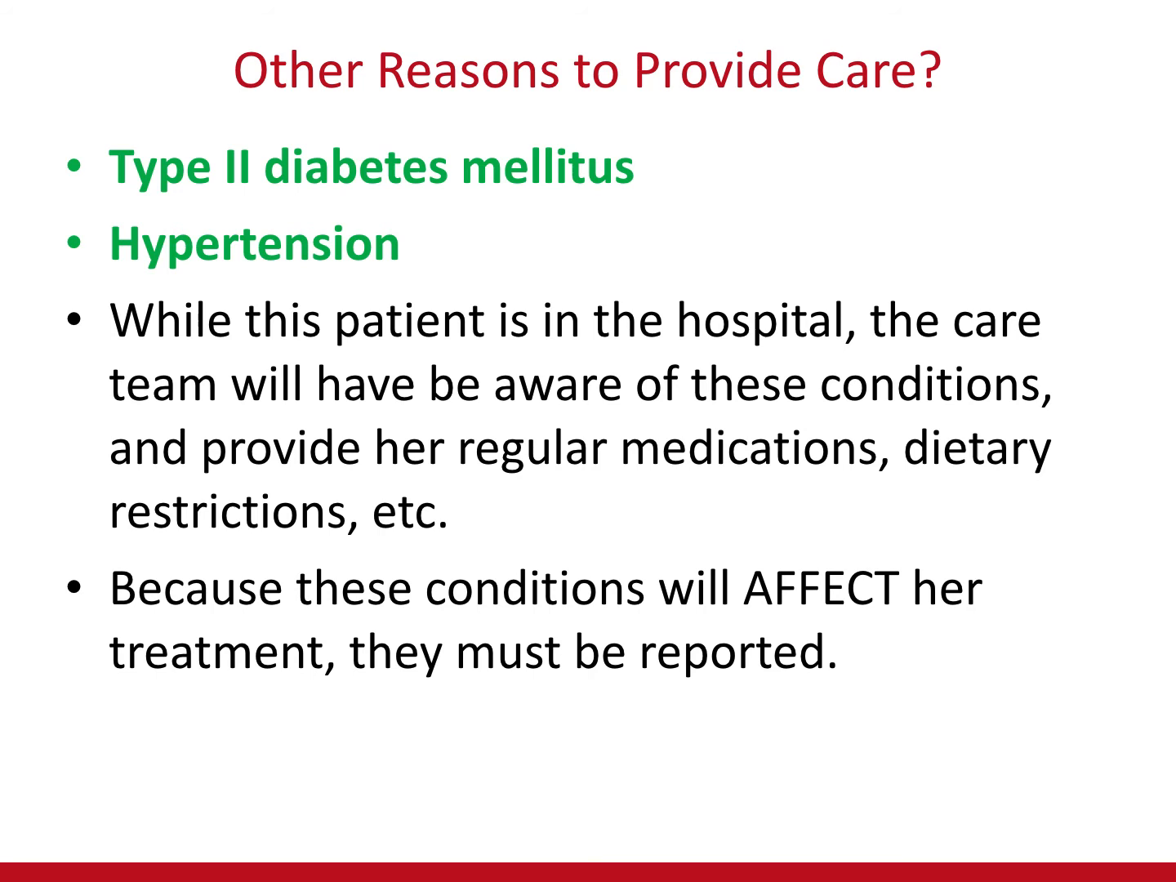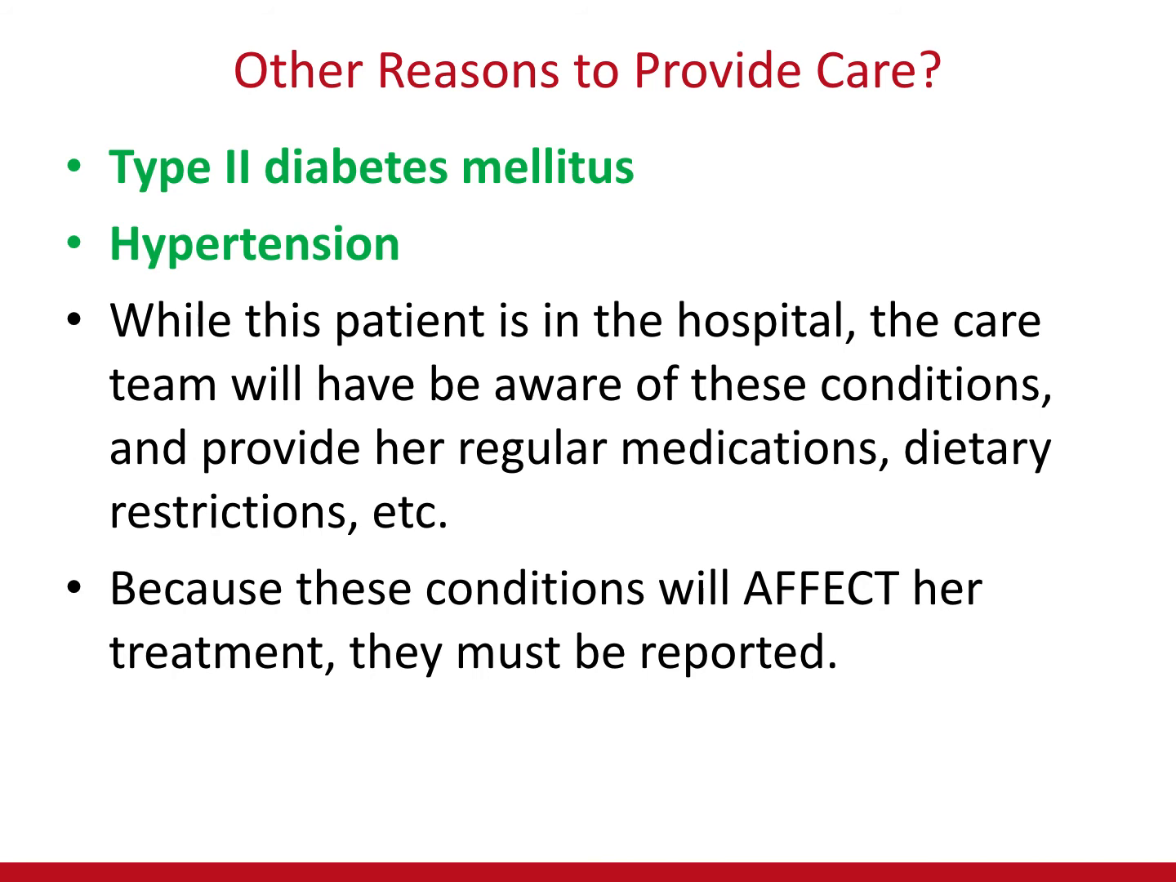Well, we're not done because while Fiona is in the hospital, the physicians and the nurses and everybody who care for her must attend to the fact that she has type 2 diabetes mellitus and she has hypertension. This will affect her diet, what she eats while she's in the hospital. If she has regular medications for either of these two conditions, those need to be given. And the hospital cannot just give patients medication without a good reason. So we need to document these conditions.